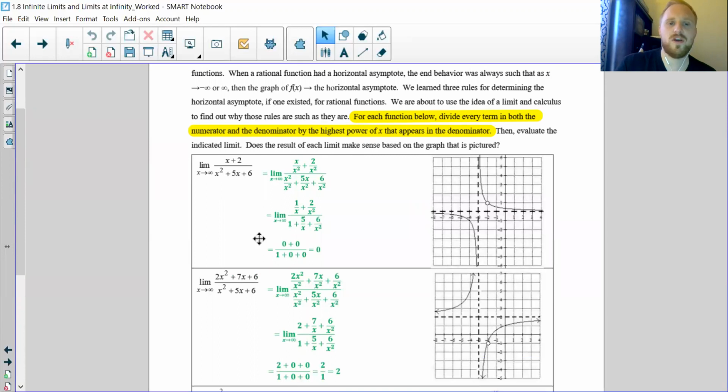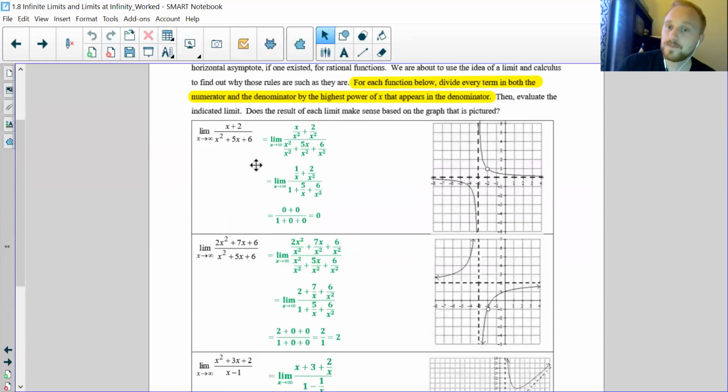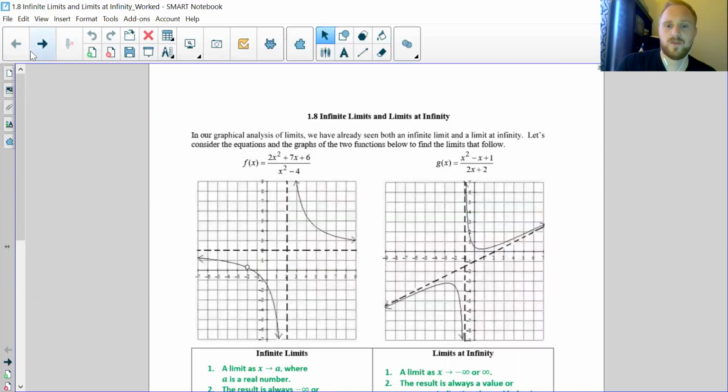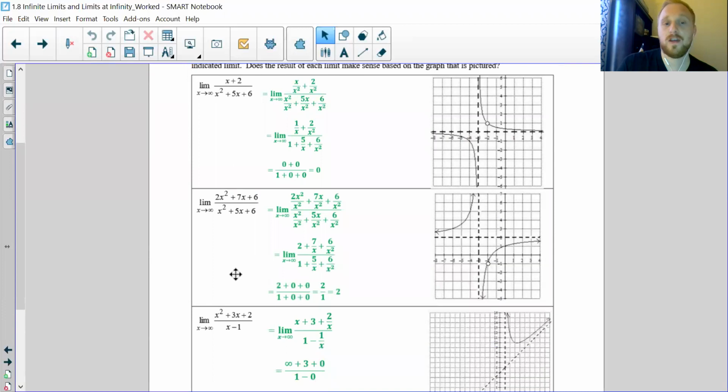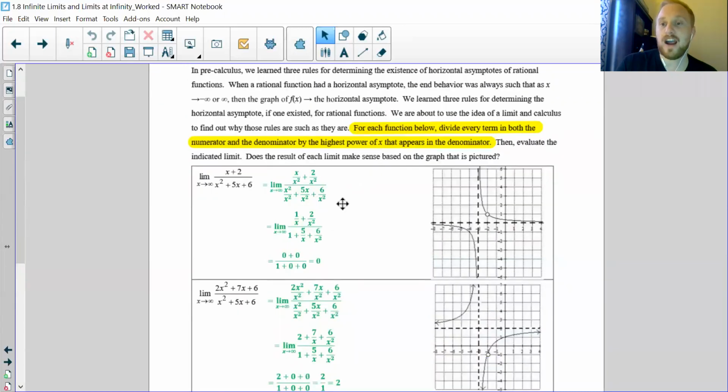So these 3 examples are showing us how we find limits that go to infinity, limits at infinity. So what we do is we take the highest power in the denominator and we divide it to every single one of these terms, and we set the limit where x is approaching infinity. Or if it had negative infinity, we would do that too. And you're dividing each of these terms to find what the horizontal asymptote is.